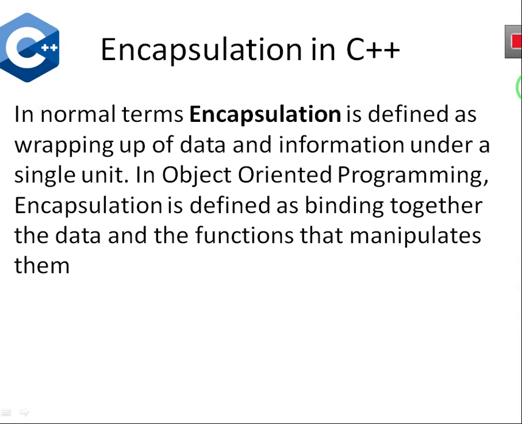In normal terms, encapsulation is defined as wrapping up of data and information under a single unit. Wrapping up means to collect all the valuable, important, secure things in the form of data and information in a single unit. In object-oriented programming, encapsulation is defined as binding together the data and the functions that manipulate them.